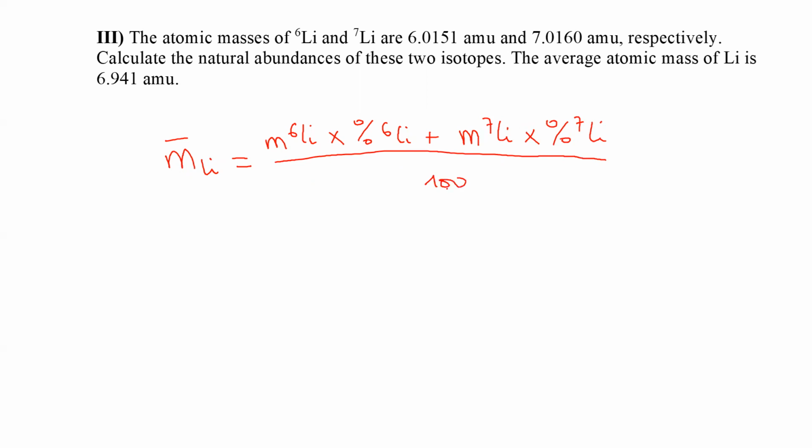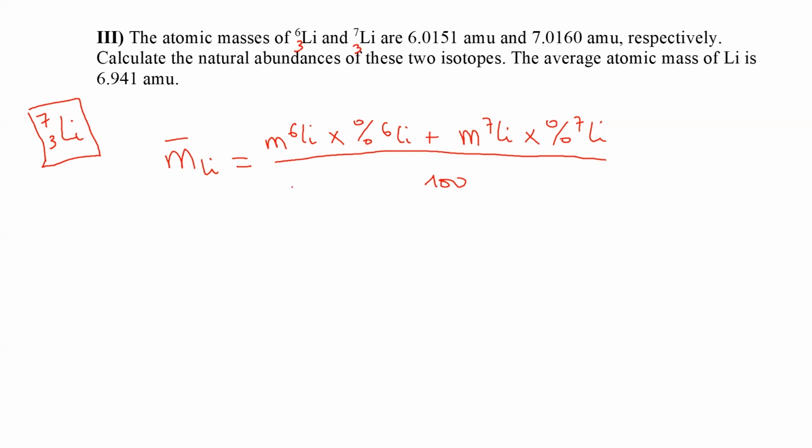And by the way, if you look in the periodic table, lithium has Z equal to 3 and the mass number equal to 7. Okay, so if you look on the periodic table, lithium is like this. So you can already put here 3. And for the other isotope as well, 3. Okay.